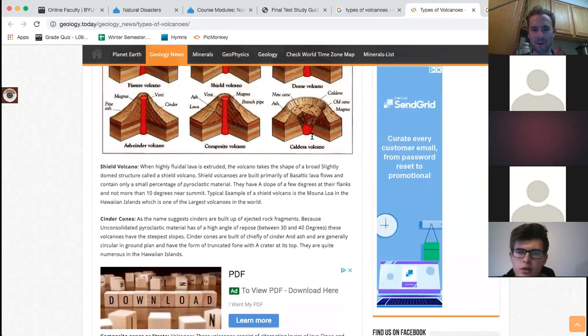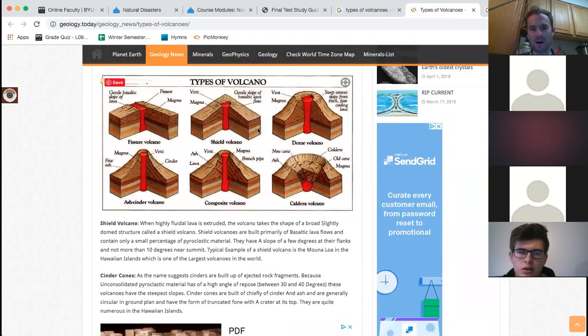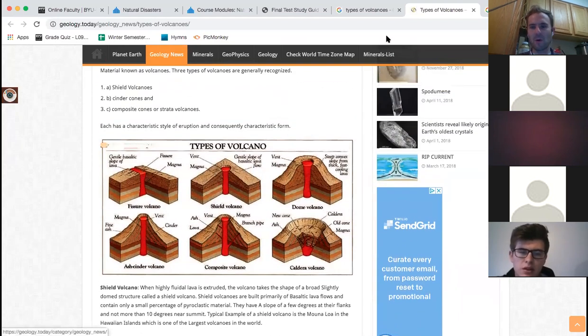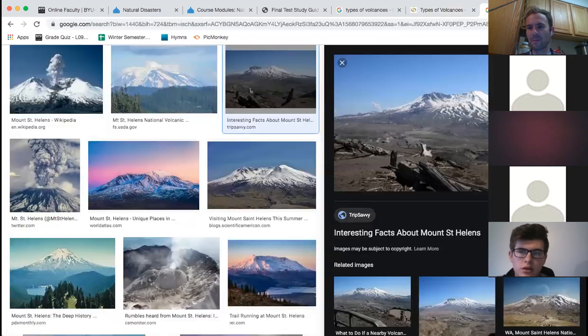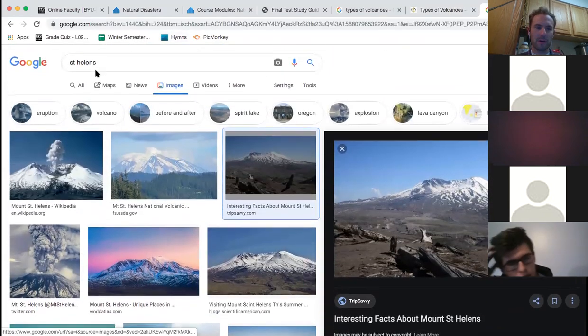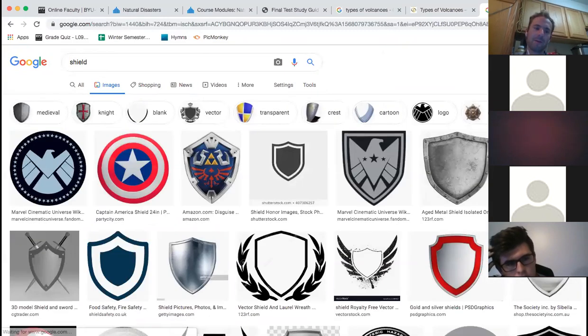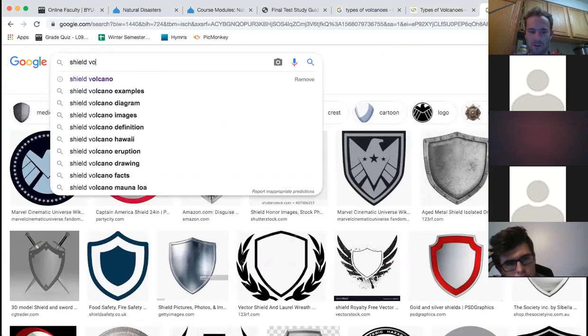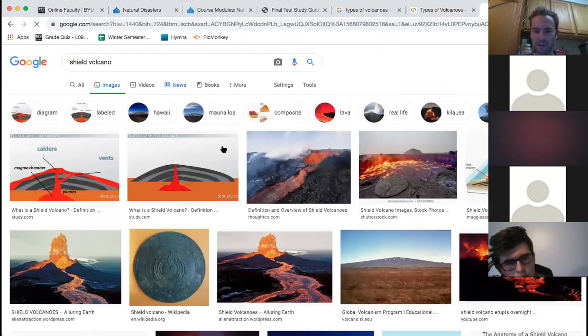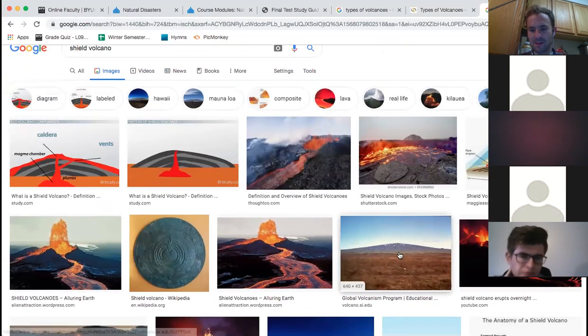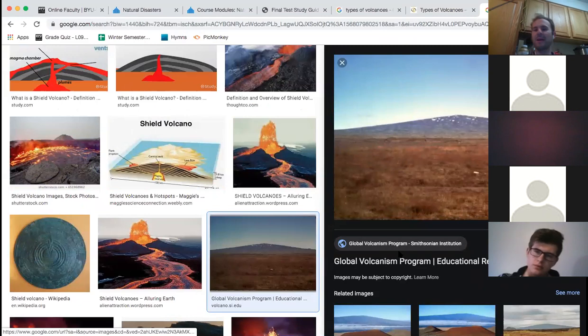Do they have a good one? Composite caldera. I don't like their image of a shield volcano. It's hard to gather it, but we'll come over here and we'll look at a shield volcano. So they're really broad, shaped like a shield roughly. Oh, I put shield. Helps if I put volcano in there. So this is a beautiful shield volcano.